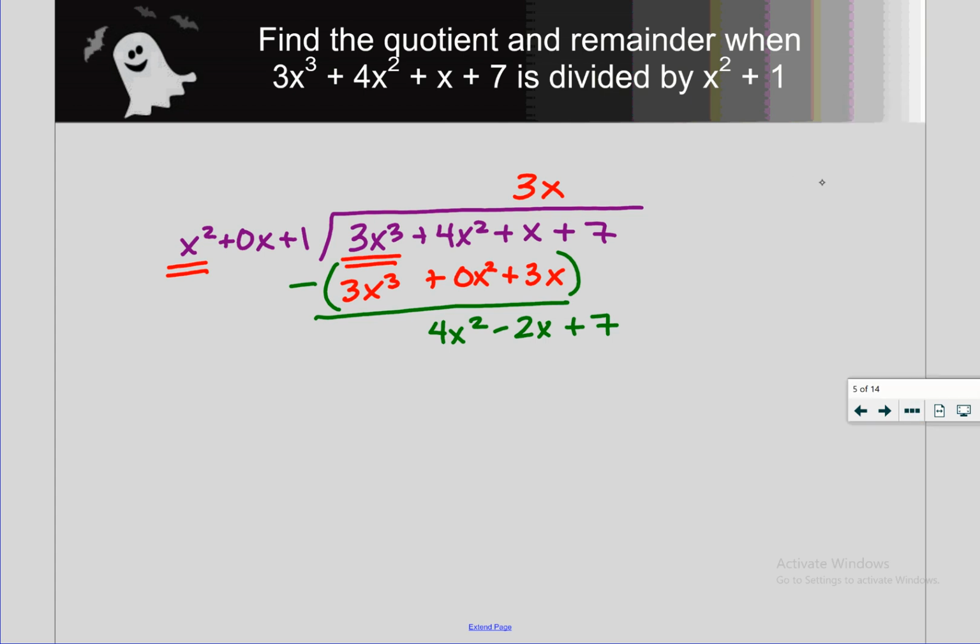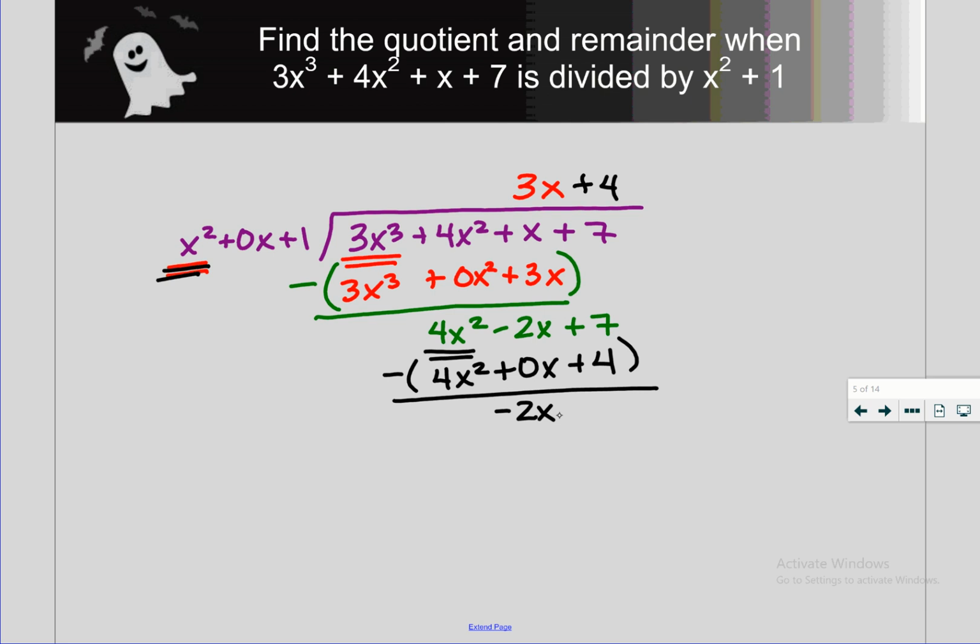x squared times what will give me 4x squared? Positive 4. Multiply 4 by everything on the side. That gives me 4x squared, a 0x, and a positive 4. Subtract. 4x squared minus 4x squared, cancel. Negative 2x minus 0x gives me negative 2x. 7 minus 4 gives me a positive 3.